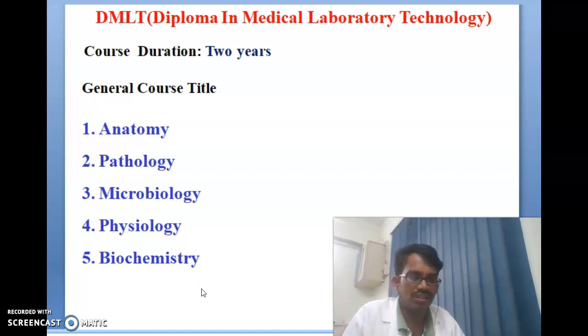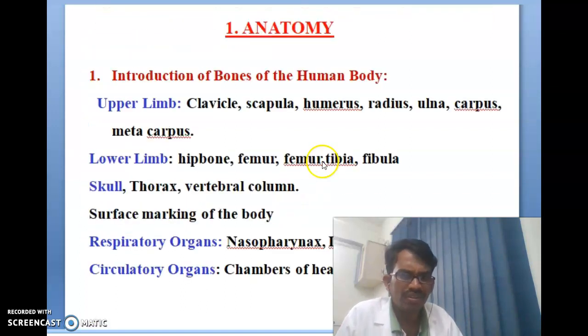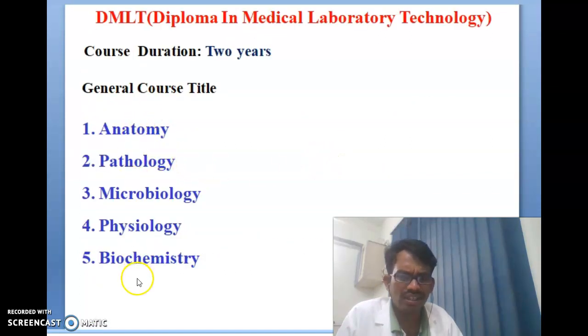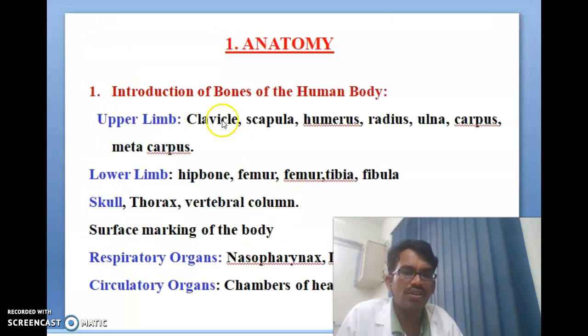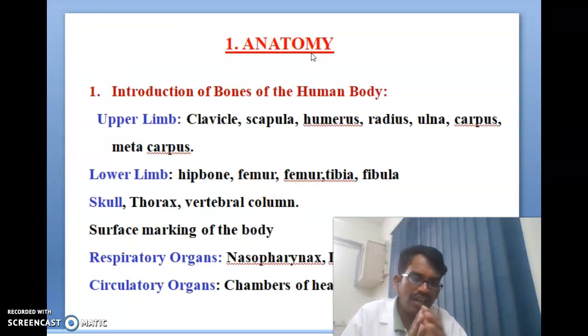Now we will go to the syllabus part. You can see that, as I explained, these five subjects are in the coursework: anatomy, pathology, microbiology, physiology and biochemistry. Now you can think about anatomy. The first subject is anatomy. From anatomy, what are the major points?